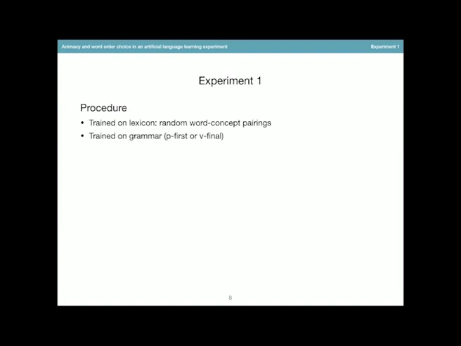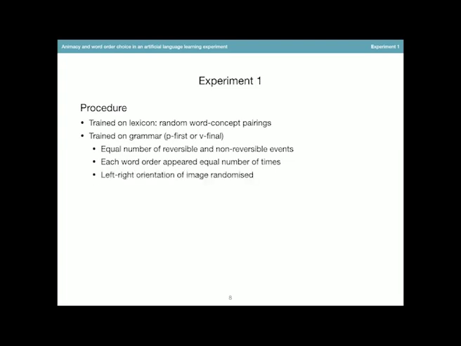We then trained them on the grammar, so there were multiple training phases. In each phase they saw an equal number of reversible and non-reversible events, and each word order appeared an equal number of times. We also randomised the orientation of the event images across trials. So sometimes the agent was on the left, sometimes the agent was on the right.